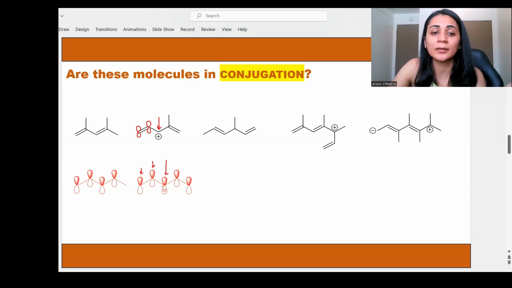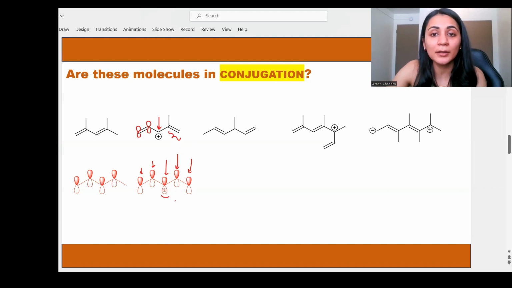And that's what the chemistry terminology means, that these orbitals should be in conjugation. It doesn't matter whether they have electrons in them or not, right? So then again, we have that double bond in conjugation with that positive charge.